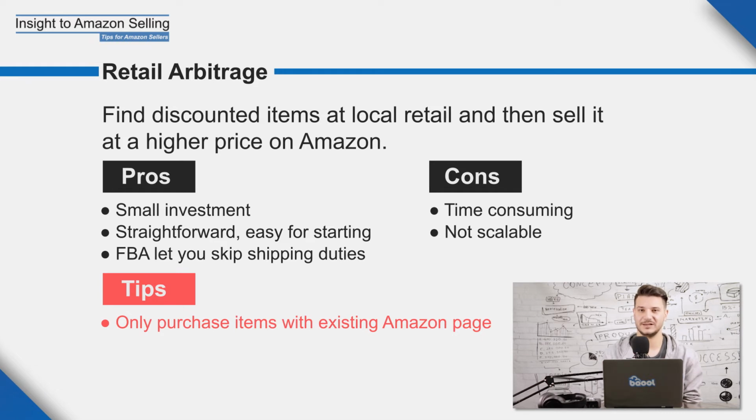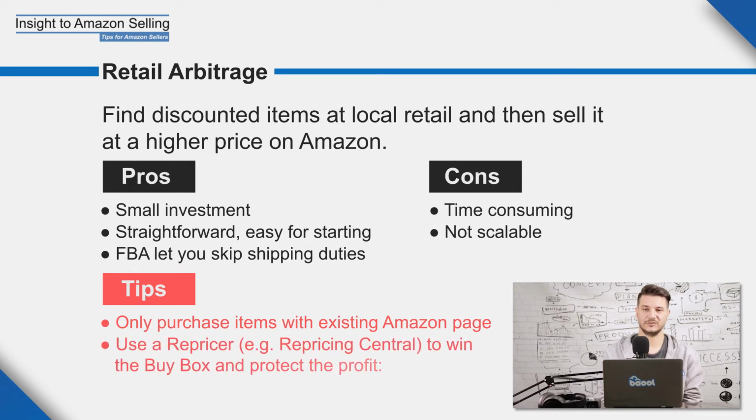So it's not very scalable because you are actually going to the store and finding discounted items, and the items change all the time. So you cannot find a regular product to sell. Which tool can you use? When you're dealing with arbitrage, the most important tool, I think, is a repricer. Because after you have purchased the product, you want to make sure that you're going to sell it on Amazon for a profit, and at the same time, you're going to win the buy box.